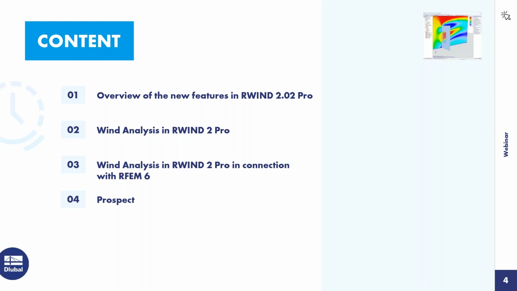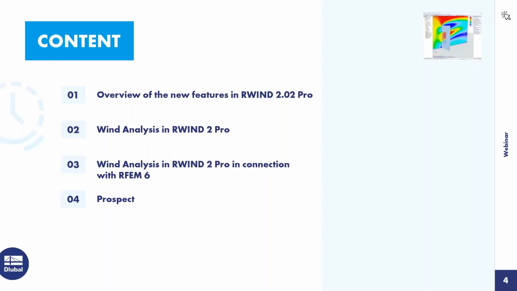To the agenda today: at first, Stefan will give an overview of the new features in RWIND 2.02 Pro. Then he will do a wind analysis in RWIND Pro without using RFEM 6. Then in the next step, a wind analysis in RWIND Pro in connection with RFEM 6. And he will give a prospect of what we schedule to integrate in RWIND in the future.